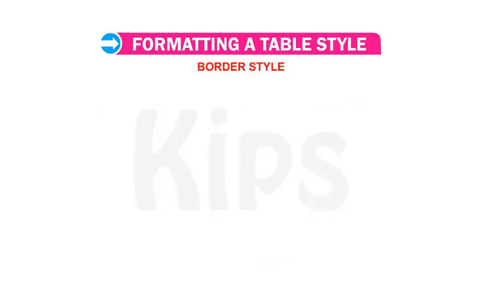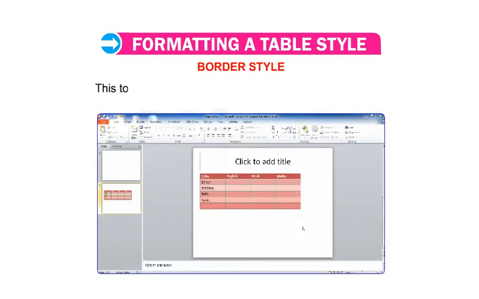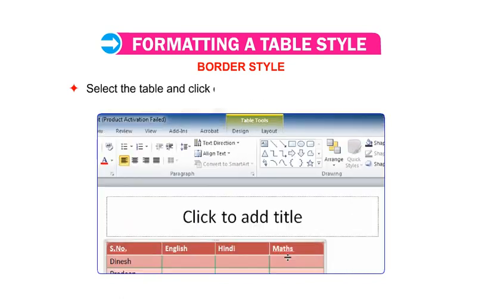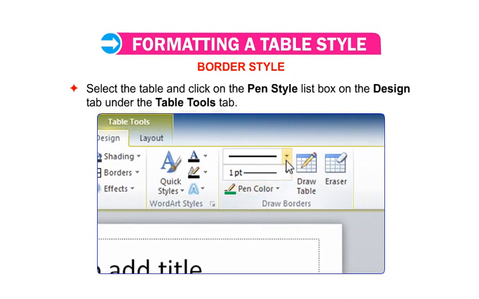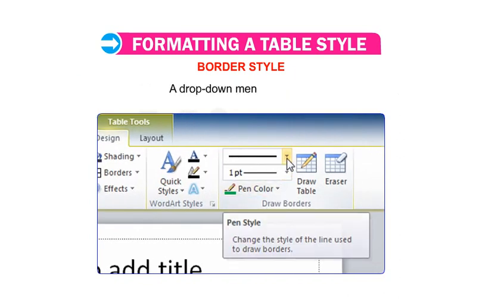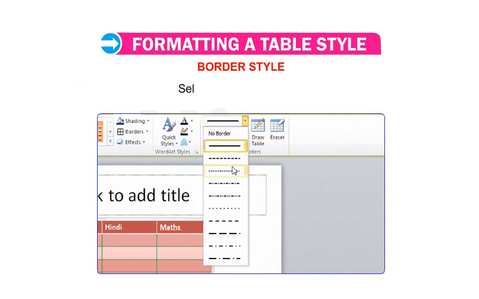Now let's move on to the border style. This tool is very helpful in changing the line style of a table. Select the table and click on the Pen Style list box on the Design tab under the Table Tools tab. A drop-down menu appears. Select the required style.